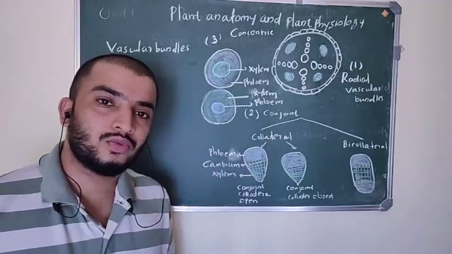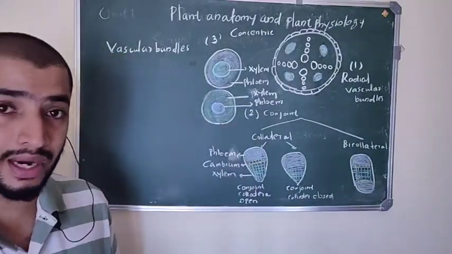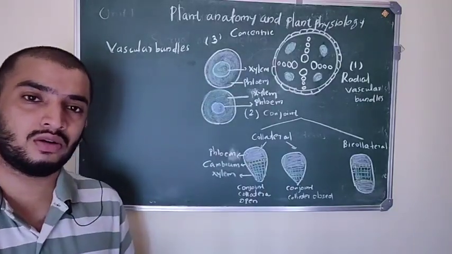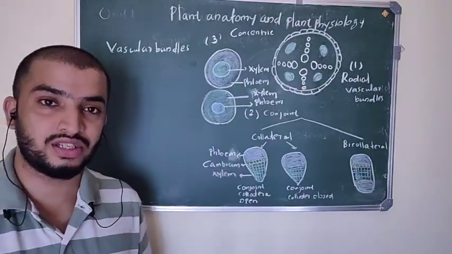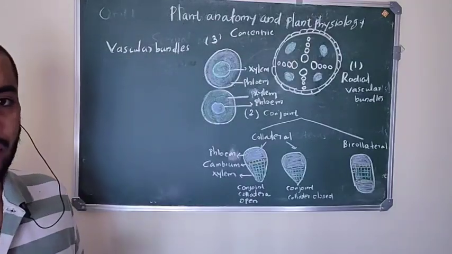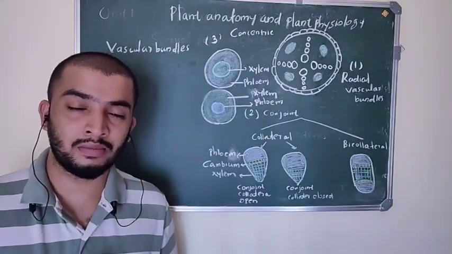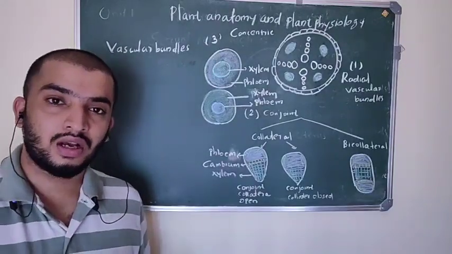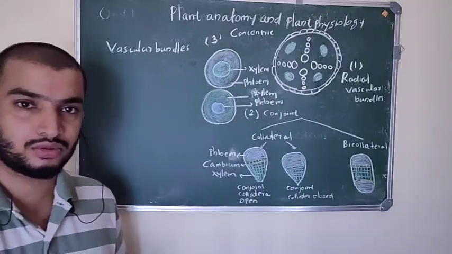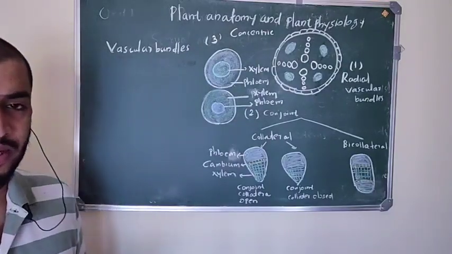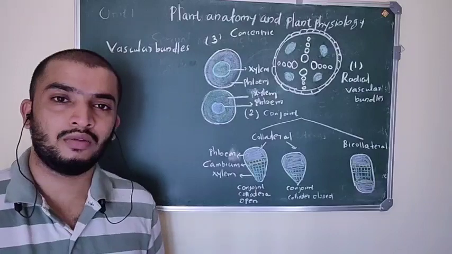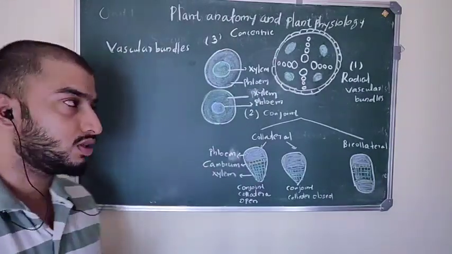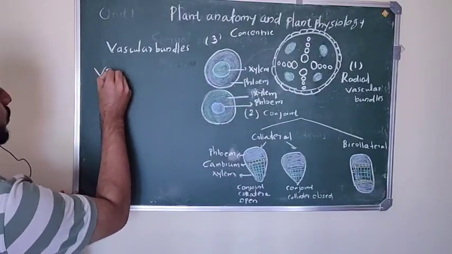So last class we discussed plant anatomy and plant physiology. Anatomy means the study of internal structure or internal structural organization, and we discussed the different types of tissue systems present in plants, like epidermal tissue system, ground tissue system and vascular tissue system. Epidermal and ground tissue systems we have already discussed, and next we are going to discuss vascular tissue systems.